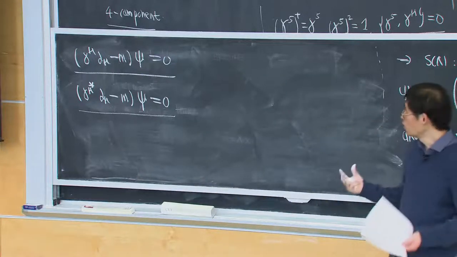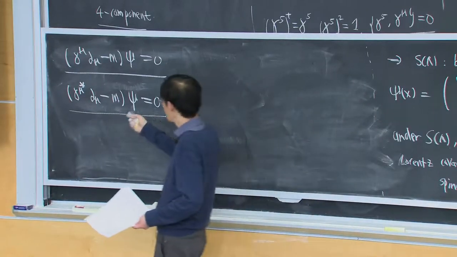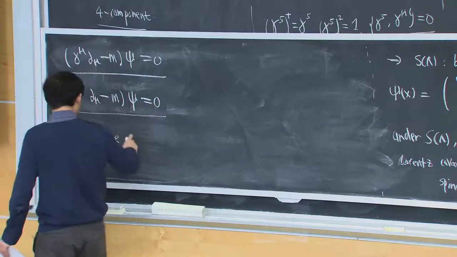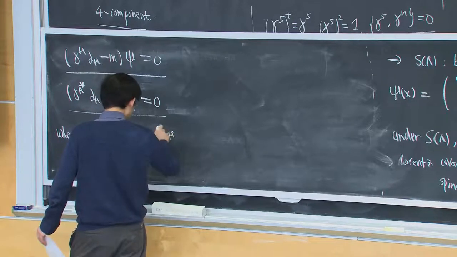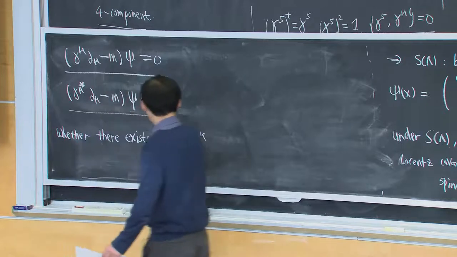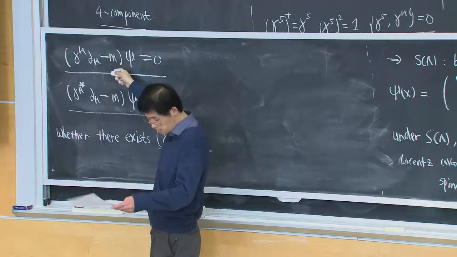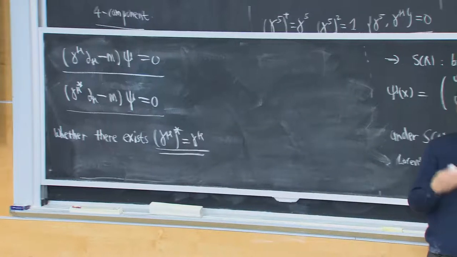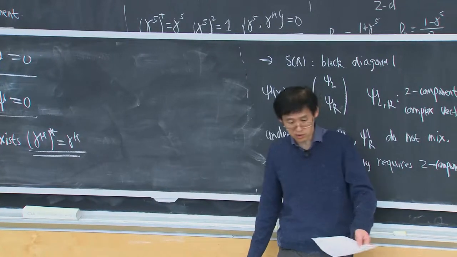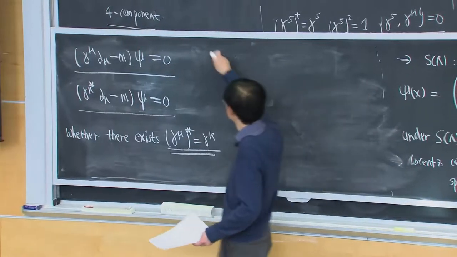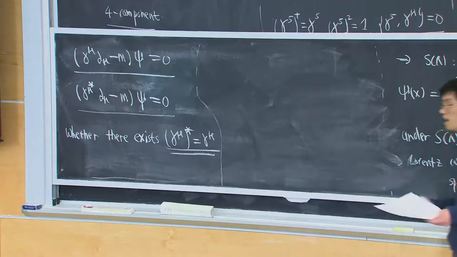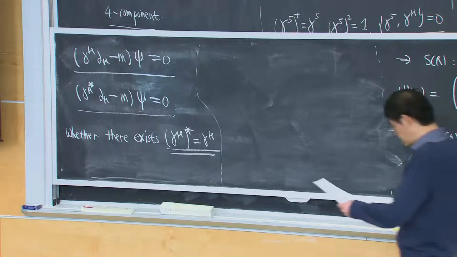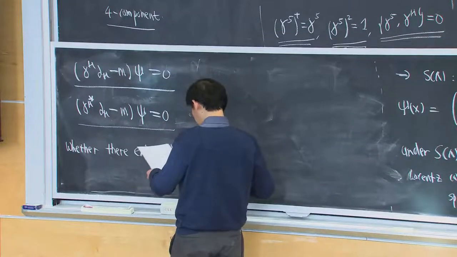But there's a way out. The question is whether there exists a representation of gamma mu so that gamma mu is real. If this is real, then these two equations become the same, and then for psi being real, it's compatible with the Dirac equation. So now this becomes a question of trial and error. You try to find a representation of gamma matrices so that it's real. And it turned out you can find it. Okay, and here is the answer.